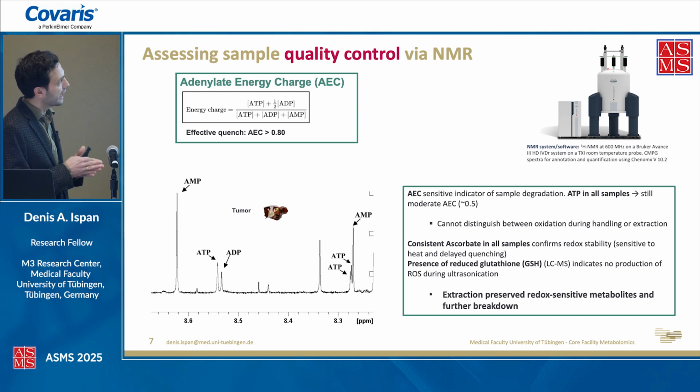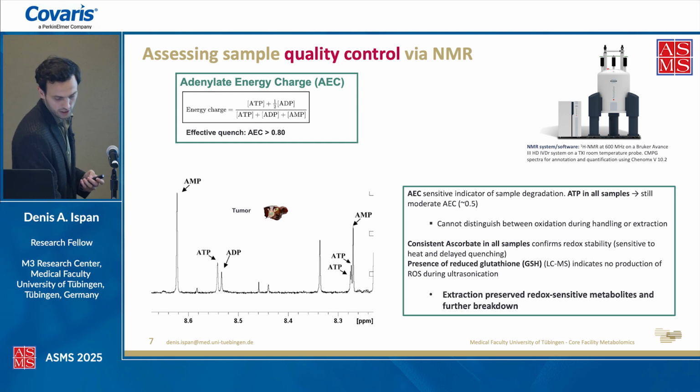Although we found ATP in all the samples, the value was a bit low, which indicated some degradation. We assumed it to be rather in the pre-extraction handling. But because we found ATP, and also ascorbate and reduced glutathione, in all the samples, that indicates that our extraction workflow preserved the redox-sensitive metabolites from further breakdown.